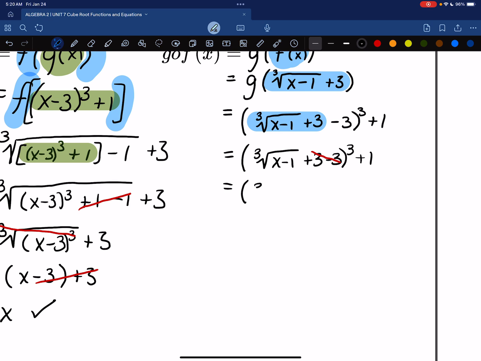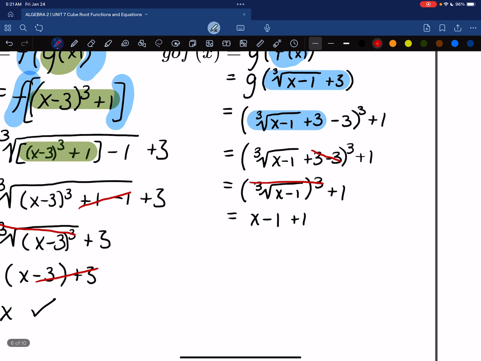Now I've got the cube root of x minus 1 cubed plus 1. Well, I'm cubing a cube root. Inverse operations right there. That will leave us with just the expression inside of that radical, which is x minus 1. And on the outside, we still have our plus 1. Minus 1 plus 1. Again, those are additive inverses, so they zero out. It leaves us with just x. So there we have it.